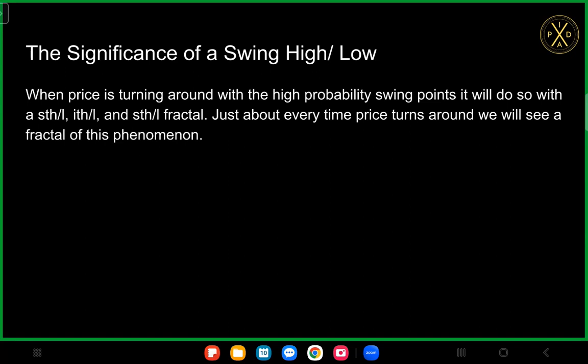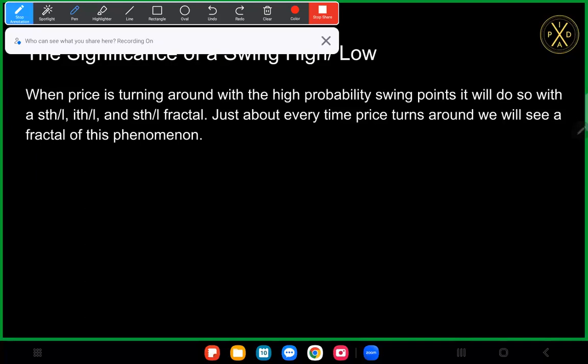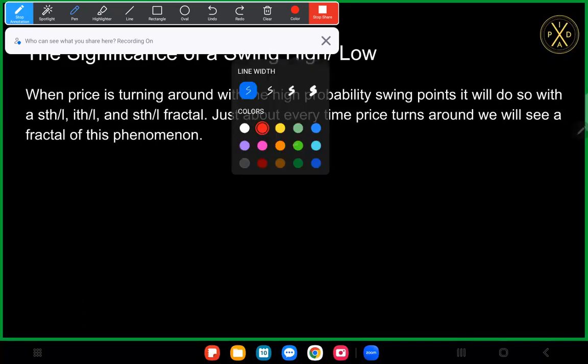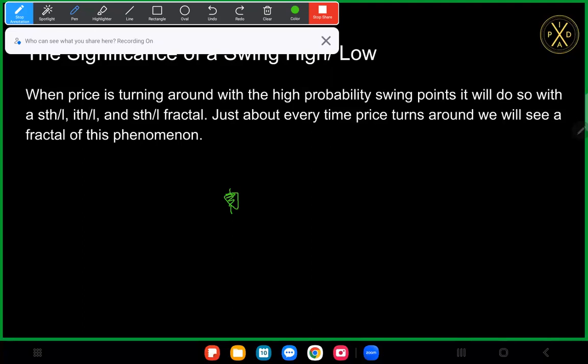So when we're turning around with the high probability swing points, it will do so via a short-term higher low, intermediate term higher low, and a short-term higher low fractal. And just about every time price turns around, we see a fractal of this phenomenon. So anytime a high forms in the marketplace, it's going to form like this, right? So actually, let's make all these green candles. So anytime a high forms in the marketplace, it's going to form like this.